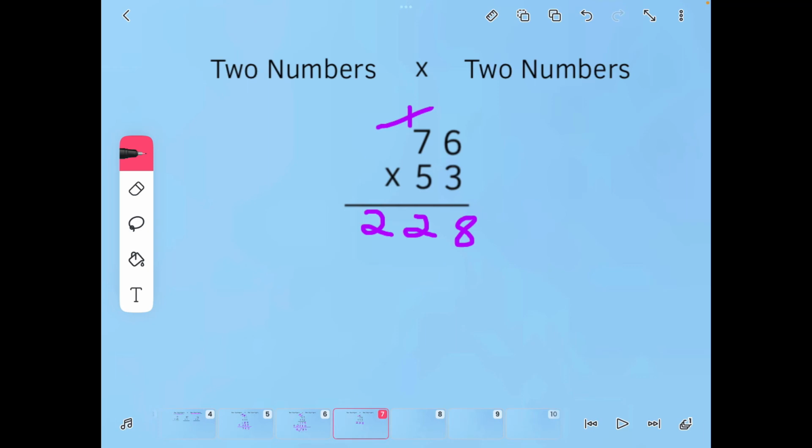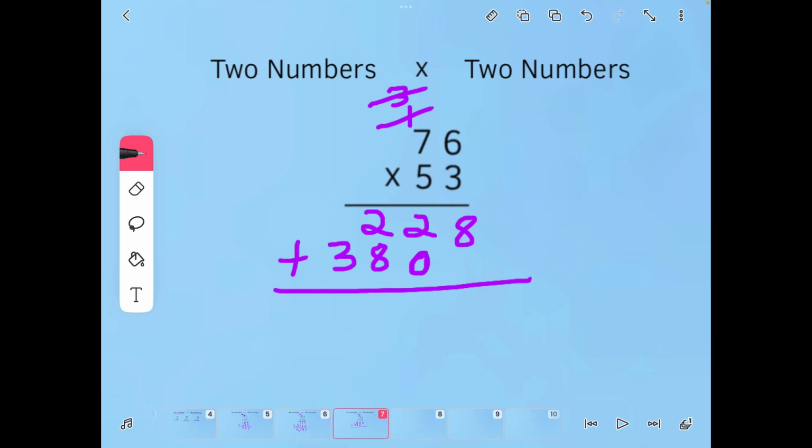5 times 6 equals 30. So I'm working on this number, so the 0 will go here. And there it is. And I'll carry the 3. Because 5 times 6 equals 30. I wrote my 0, and I'll carry my 3. 5 times 7 equals 35. 35 plus 3 equals 38. So I'll write the 8, and then I'll write the 3. So now I draw my line, I put my addition sign, and I cross this off.